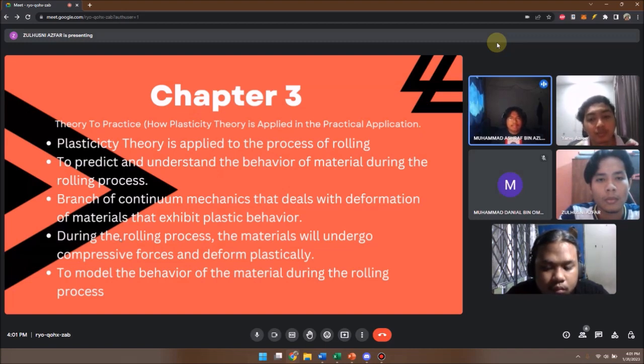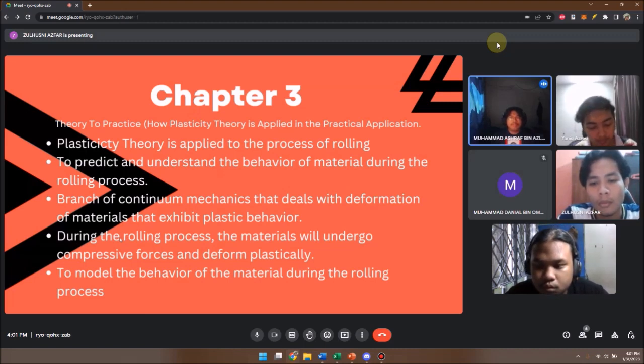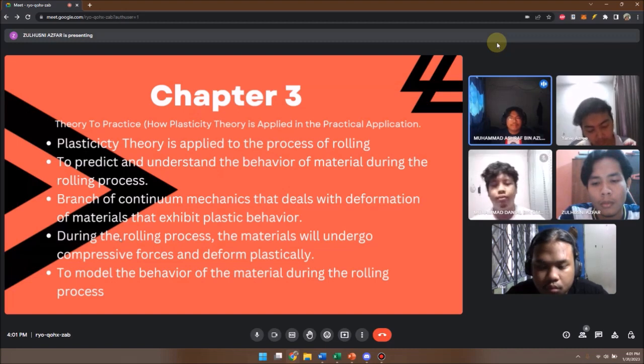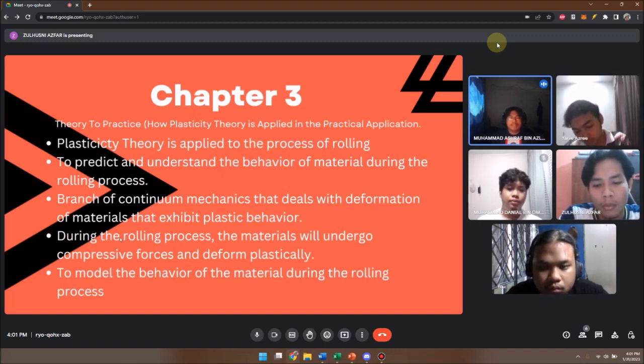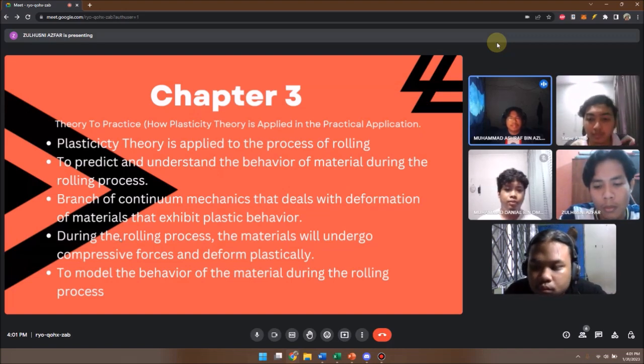When a material is rolled, it is subjected to compressive force that causes it to deform plastically. The amount of deformation that occurs is determined by a number of factors, including the thickness of material, the roll radius, the roll speed, and the properties of the material itself.